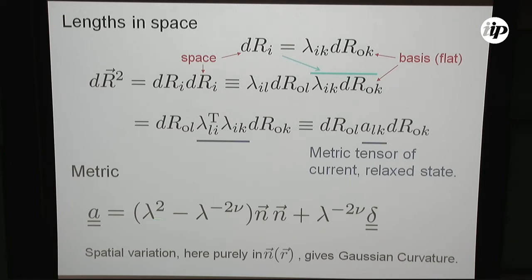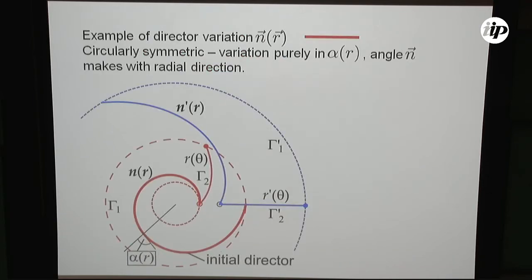So the metric tensor has a natural lambda squared along the director, and then in all the other directions, lambda to the minus 2 nu. It just says lambda squared along n, lambda to the minus 2 nu in the other two directions. And the spatial variation will come through this. Okay, so I want to give you first an example of how we might do that. And so we take a director, and I'm going to take circularly symmetric ones, so they'll all be spirals of some sort.